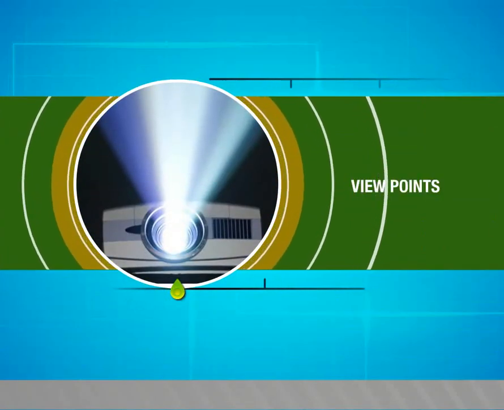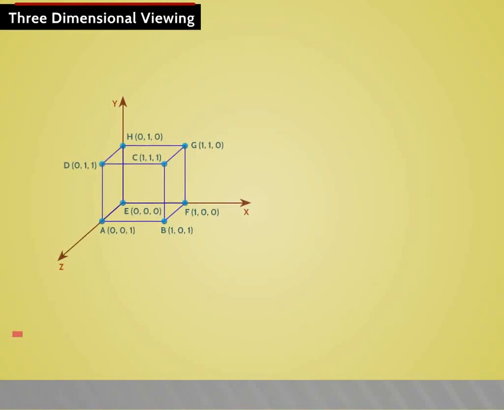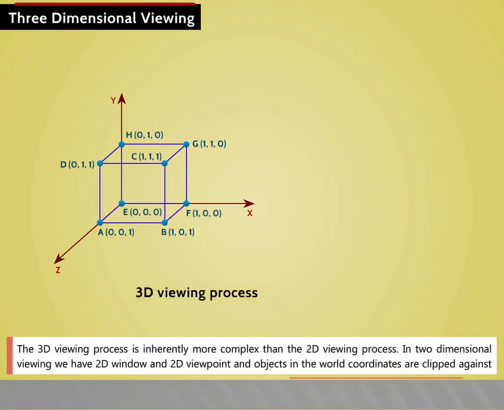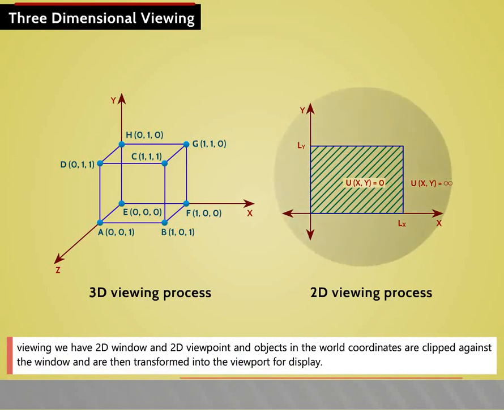Viewpoints. In this video, we are going to see about viewpoints. Three-dimensional viewing. The 3D viewing process is inherently more complex than the 2D viewing process. In two-dimensional viewing, we have a 2D window and 2D viewport, and objects in the world coordinates are clipped against the window and are then transformed into the viewport for display.